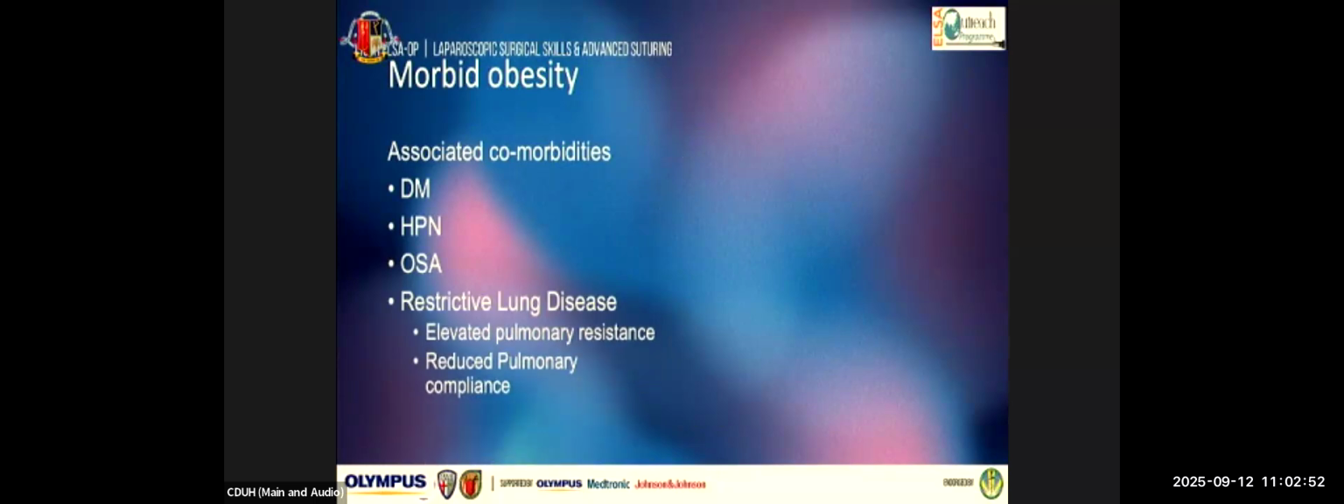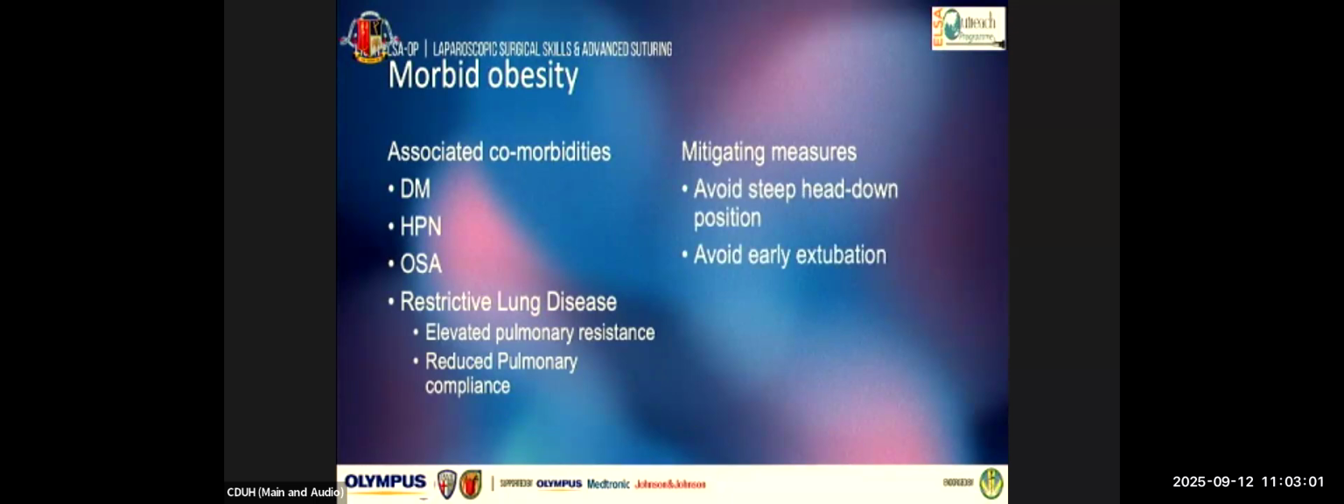So let's go to morbid obesity. It usually has all three comorbidities. Most important of all is the restrictive lung disease with resultant elevated pulmonary resistance and reduced lung compliance. Therefore, if possible, a steep head-down position should be avoided. We should not extubate the patient early because of OSA or obstructive sleep apnea. And if necessary, you use CPAP, BiPAP, so that you can avoid acidosis and hypoxia. Okay, keep the airway patent.